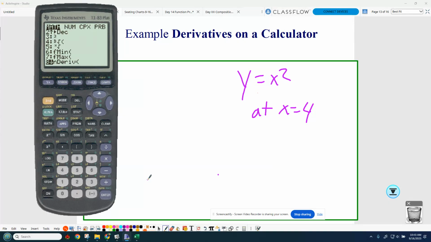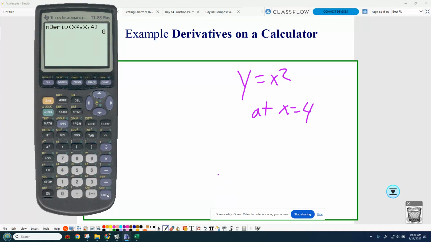If you are looking at your textbook, anytime it says nDeriv, it's asking you to use your calculator or Desmos to do this. So derivative, and then on yours, you'll see the d parentheses, type in the function. So I'm going to type in x squared, and then I need to say the variable x next, and then where I want it to do the derivative at.